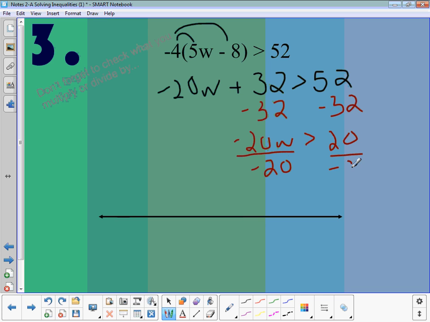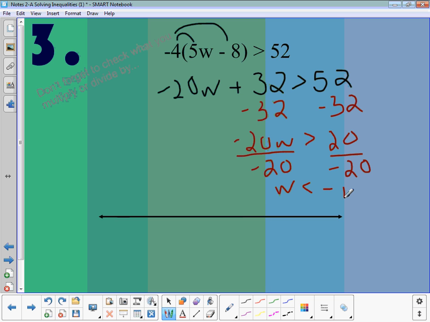Well, when that happens, I should have little alarm bells going off in my head saying, hey, I'm dividing by a negative number. When you divide by a negative number, you have to flip the sign. So when I rewrite this part, I'm going to write my sign facing the other way. The W is going to stay on the side, my sign is going to flip directions. 20 divided by negative 20 is negative 1.